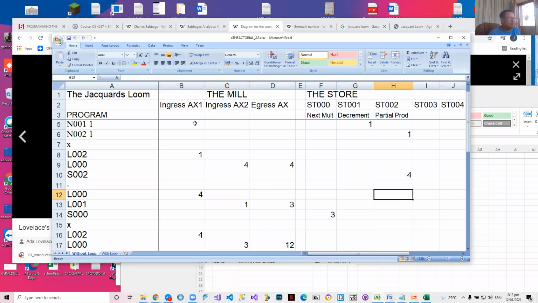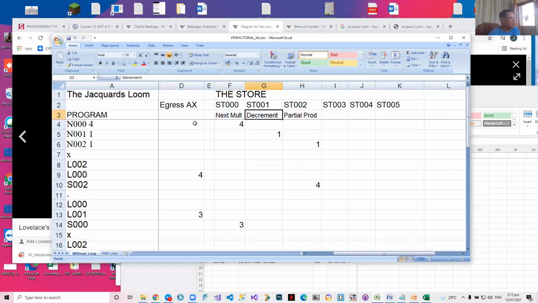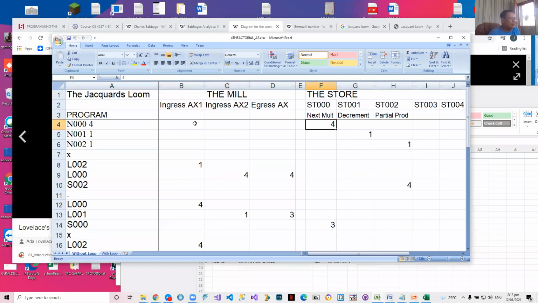L00 is, what's the value of L00? 4. I'm sorry, no? This is 4, no? So, L00. And we load L001 to the ingress axis 2. So, this is 1. Okay, and then we subtract because this is a minus. So, the ingress axis will have 3. And then when you say S000, the value of egress axis 3 will be stored to 0. So, this becomes 3.